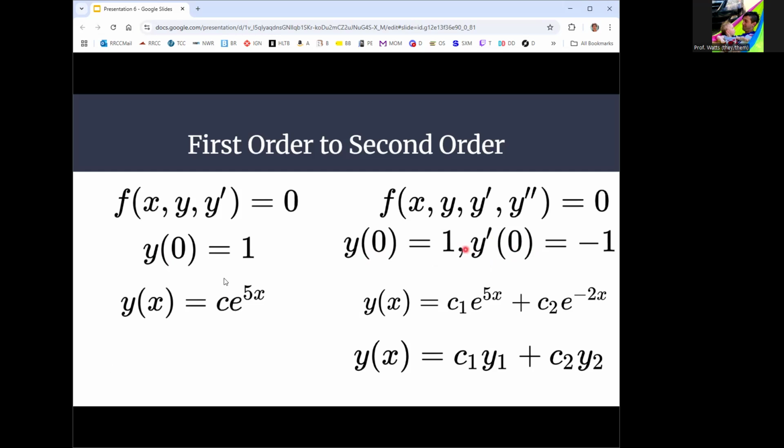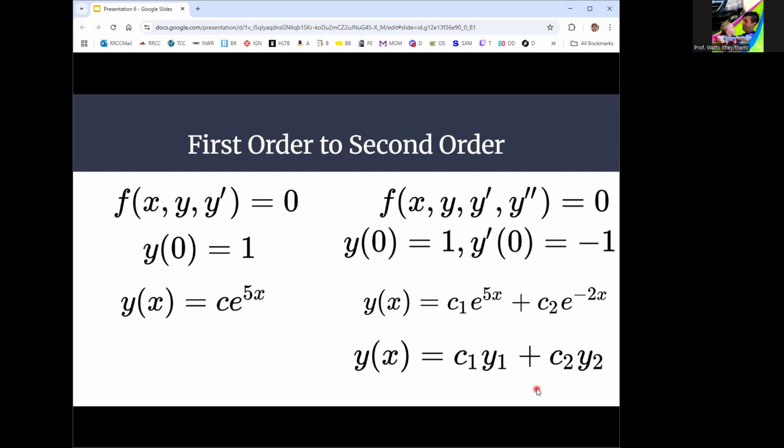Now, the general solution for first order, we've seen, had the single constant c, and we would determine the value of that constant using the initial condition to get the specific solution. Well, since we have two initial conditions for second order, we will have two unknown constants, C1 and C2, and they'll be next to the two linearly independent solutions.